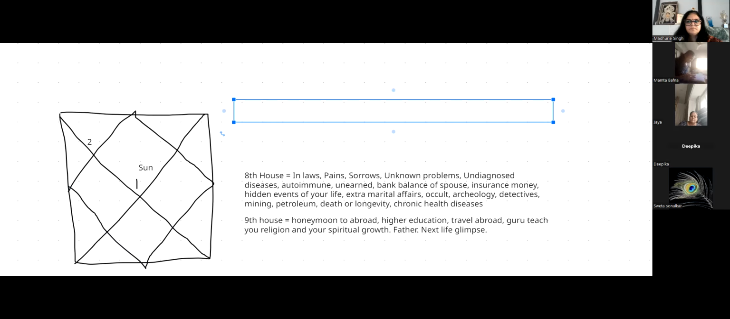All your desires, dreams and wishes are seen from 11th house. So if your 11th house is very strong, everything that you wish will come true. But if it is afflicted, you can keep dreaming, but nothing comes true. Okay.